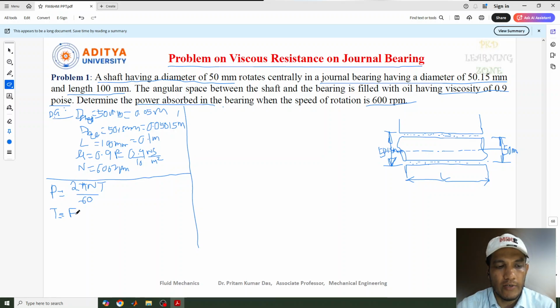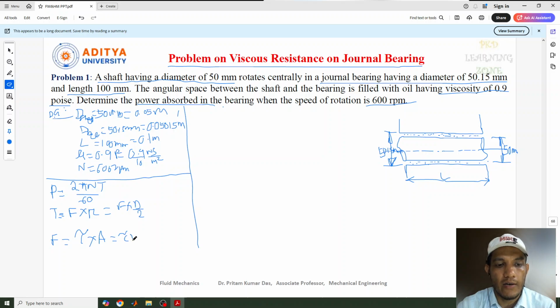The force which is applied here is the shear force that needs to be considered, so the torque is the shear force times the radius of the shaft, or we can write force into diameter of the shaft by 2. The force is nothing but the shear force, as I told. Again, how to calculate the shear force, because this is also not given? You can calculate shear force using the shear stress, because we know that shear stress equals shear force by area. So we can write shear force equal to shear stress into area.